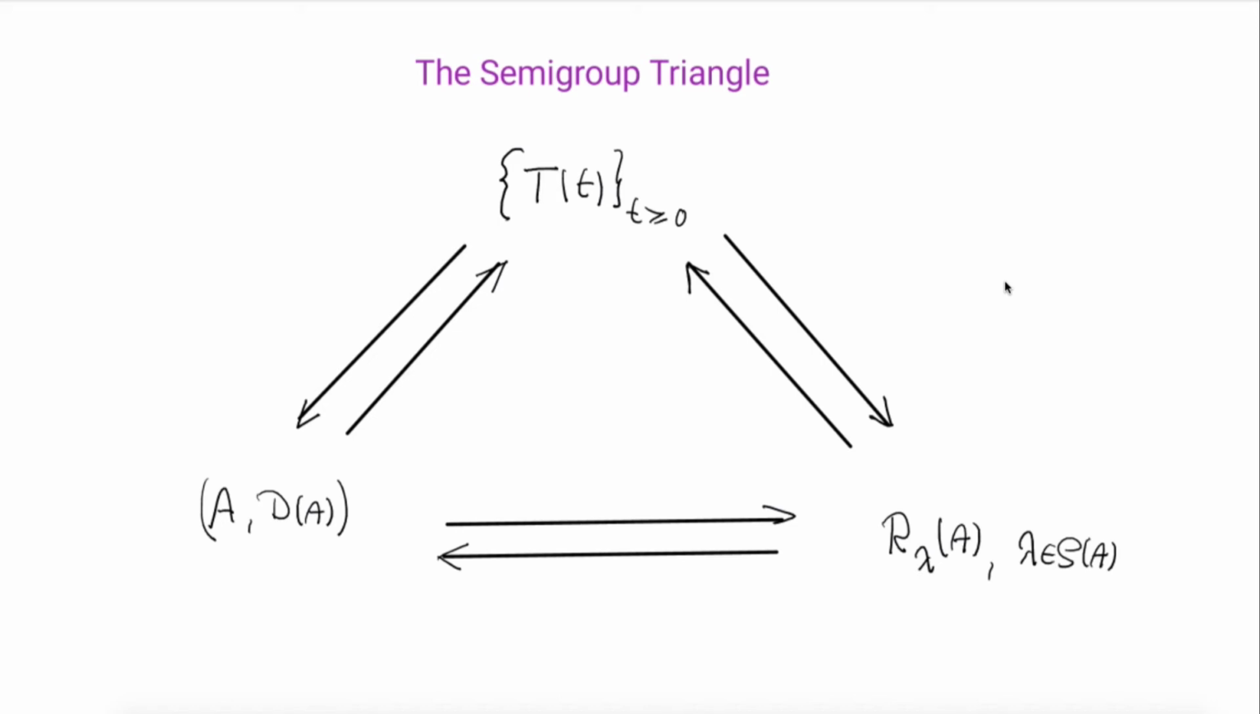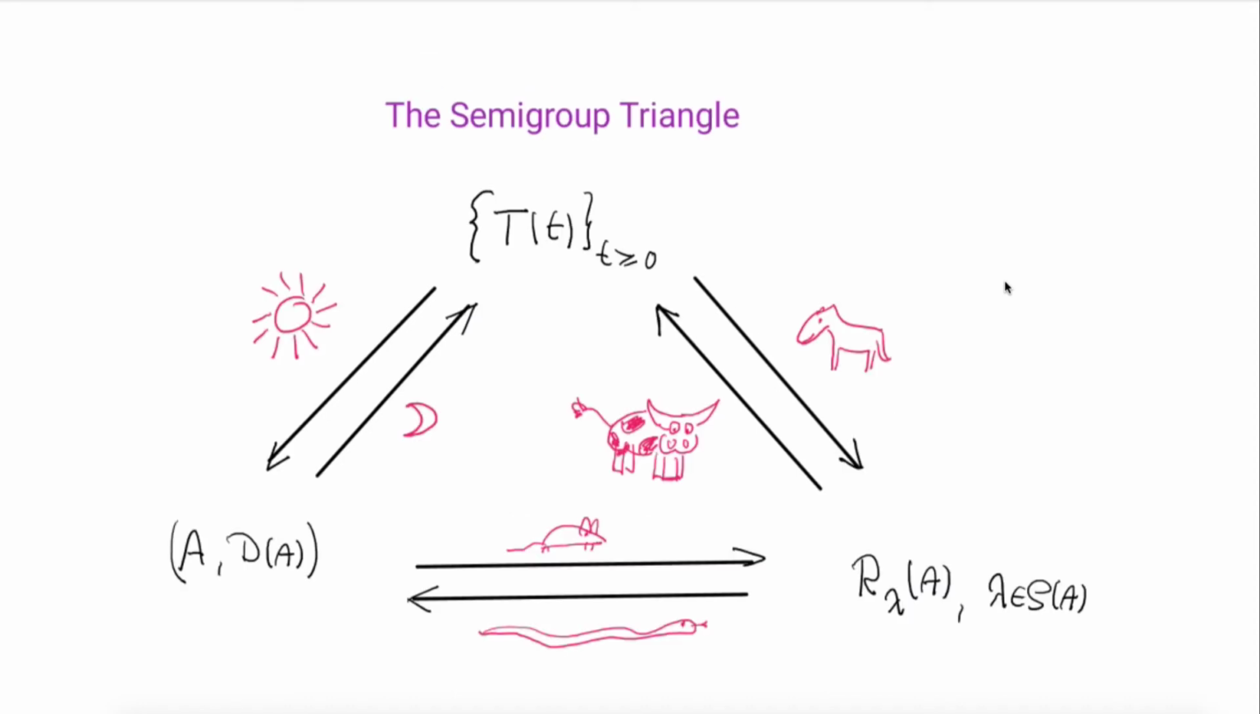Now I indicated here lots of arrows between those, which relate one to the other. The rest of the semigroup chapter of our course is basically to fill in those arrows. I give us some symbols here. Between generator and semigroup, we have the sun and the moon. Between semigroup and the resolvent, we have a horse and a cow. I apologize for my terrible pictures. And for the generator and the resolvent, we have a mouse and a snake. I would like to fill in all those symbols with mathematical expressions explaining the relations.